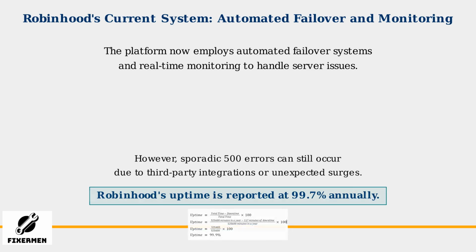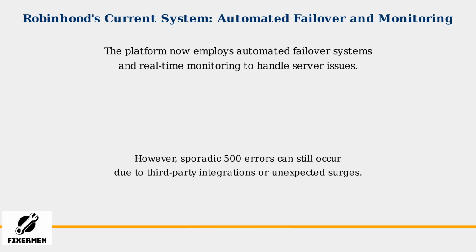These systems automatically switch to backup servers when issues arise, minimizing downtime. The platform also uses real-time monitoring tools to detect and address problems quickly. However, sporadic 500 errors can still occur due to third-party integrations or unexpected traffic surges. Despite these occasional issues, Robinhood maintains a high uptime of 99.7% annually.